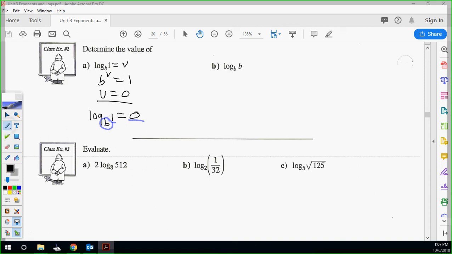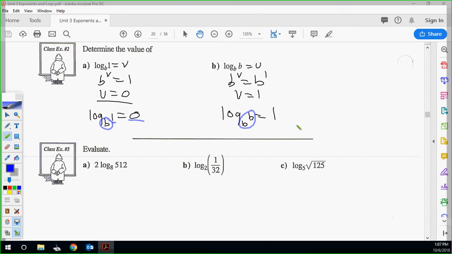Okay, then if we switch over here to the other one, log b of b. Well, log b of b, so that's b to the v equals b to the 1, so v equals 1. So every time, log b of b equals 1. And so the thing to point out here is whenever these two numbers are the same, the output's a 1. Log 10 of 10, log 11 of 11, log 7 of 7, etc.